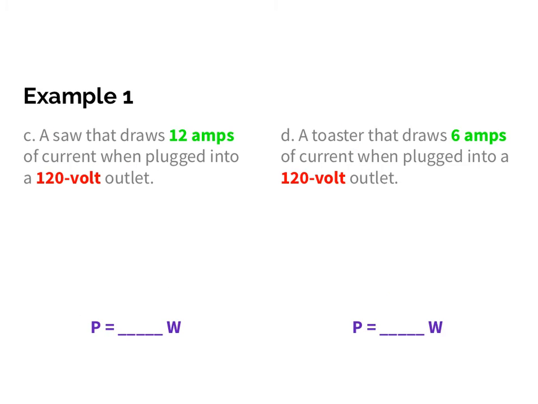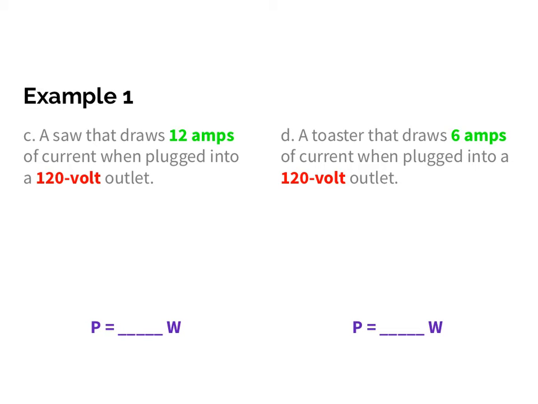All right, the next couple examples we're going to look at are just flipping the relationship. Now, if we have a voltage source producing a certain current, how much power is that going to actually supply to something? Let's say that I have a saw that draws 12 amps of current when plugged into a 120-volt outlet. So real quick, think about the last couple problems. 12 amps is a large amount of current plugged into that same 120-volt standard outlet.